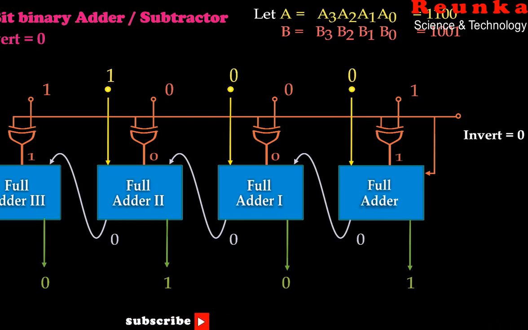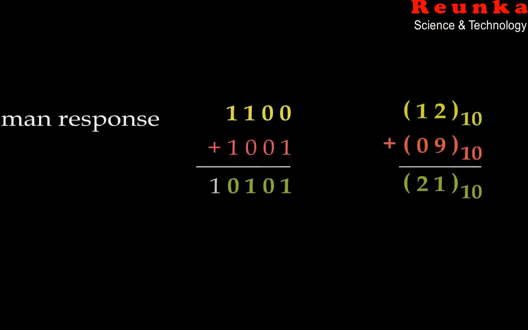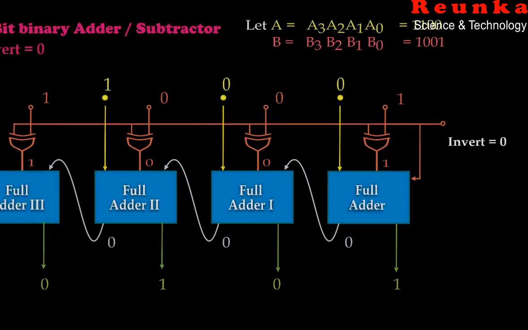This carry will be given to the last full adder. Carry is 0. So inputs for the fourth full adder will be 1, 1, 0. So here at the output we will get 1, 0. 1 will be the carry and sum will be 0. Output will be 1, 0, 1, 0, 1, which is nothing but 21. So here 12 plus 9, that is 21, is generated by this circuit. So if the invert terminal is connected to 0, this circuit will perform addition.